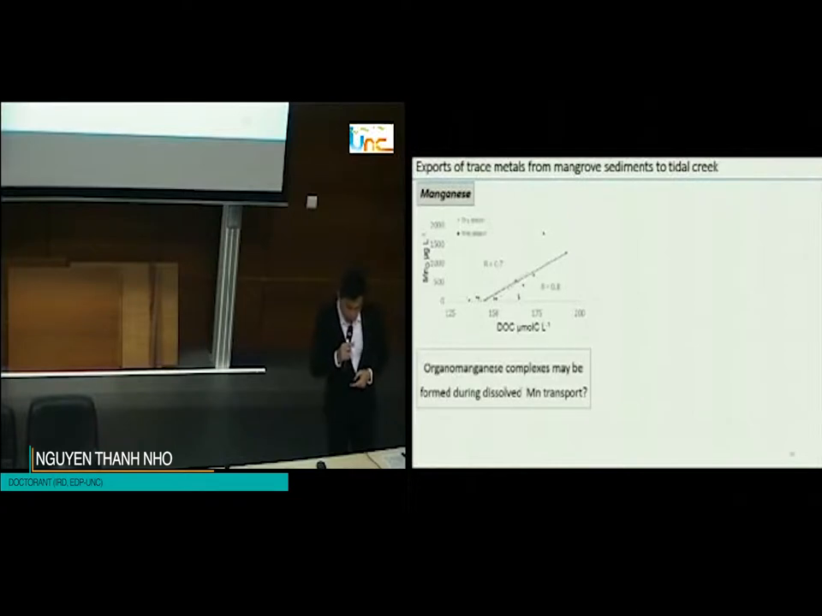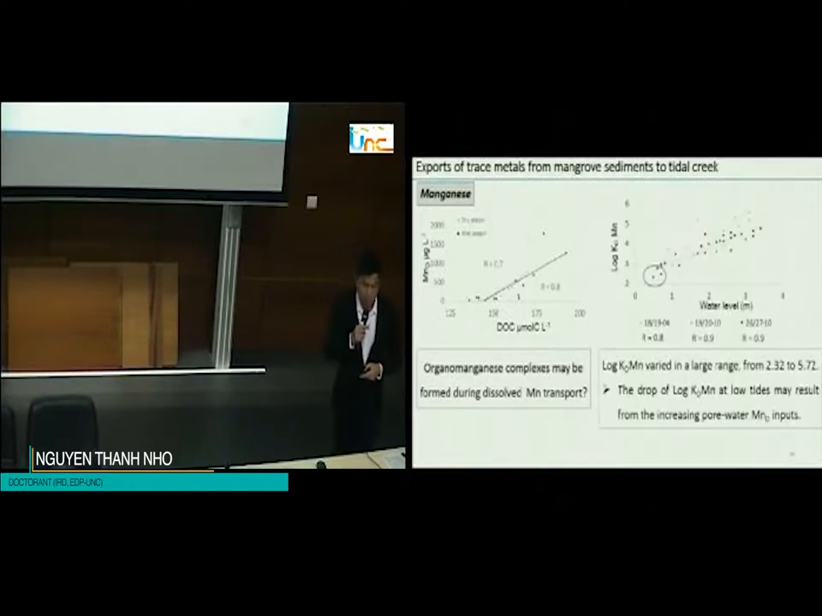In addition, the dissolved manganese concentration presented positive correlation with the dissolved organic carbon. The research implied that the organo-manganese complex may be formed during the dissolved manganese transfer, and we suggest that the rough located manganese at low tide may result from the increasing dissolved manganese from pore water.